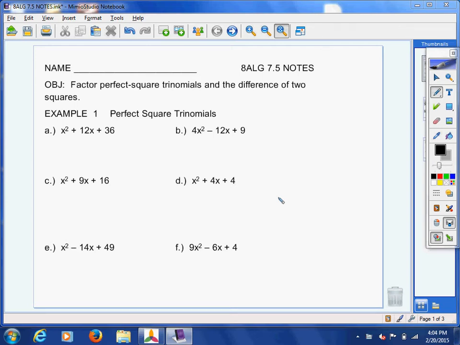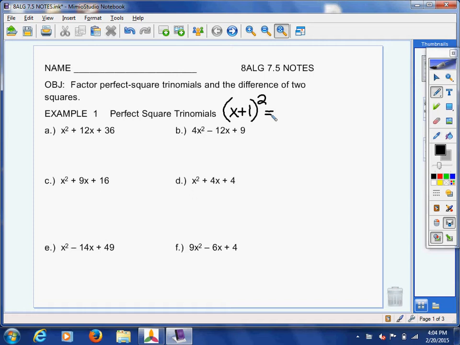trinomials. Now let me give you a fair reminder here about perfect square trinomials. If you square a binomial, do you remember from chapter 6, what do you always get when you square a binomial? Okay, if you are thinking perfect square trinomial, you are absolutely right.